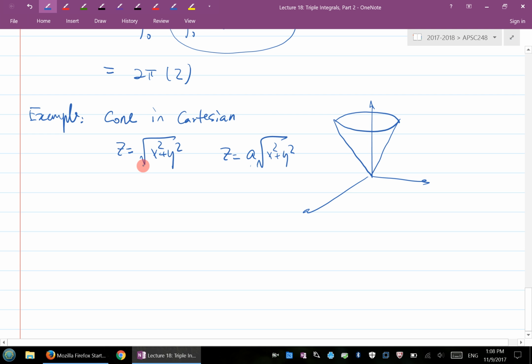So let's look at this equation here. I'm telling you this is a cone. So let's reverse it, basically work it back. Why is this a cone? And also I want to answer, how about the cone in cylindrical coordinates?